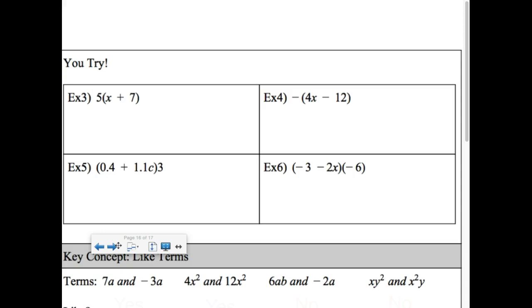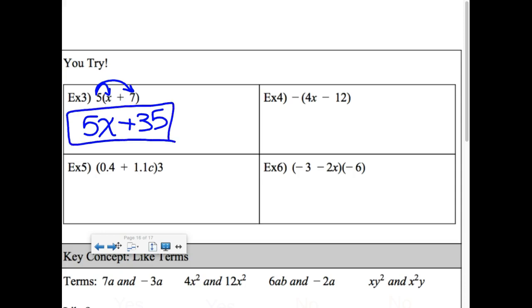All right, welcome back. I assume you paused, and now you're pushing play. This one, I'm going to take this 5, I'm going to multiply it to everything. So I have 5 times x, which is going to give me 5x. I'm going to multiply it to that 7, so I'm going to get 35. These are not like terms, so this is my answer.